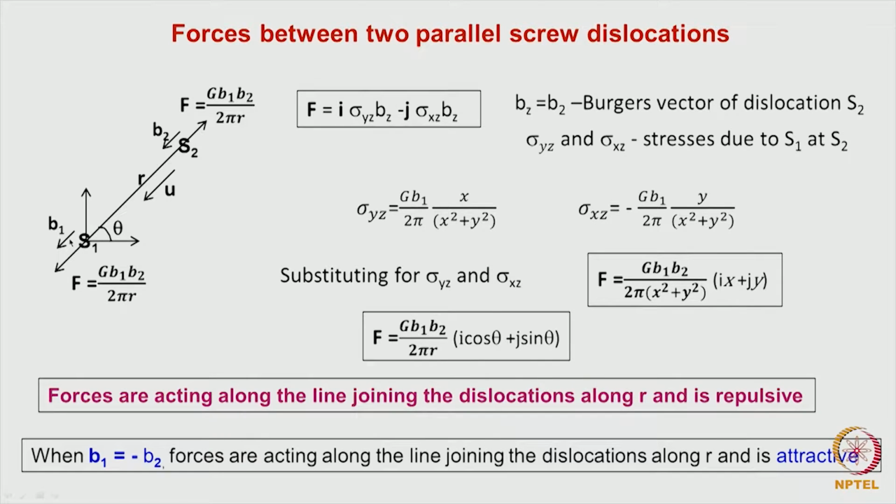Just to differentiate between these two dislocations, I have put that the Burgers vector of this dislocation is B1 and the Burgers vector of this dislocation is B2. For most perfect dislocations, the Burgers vector could be the same value.